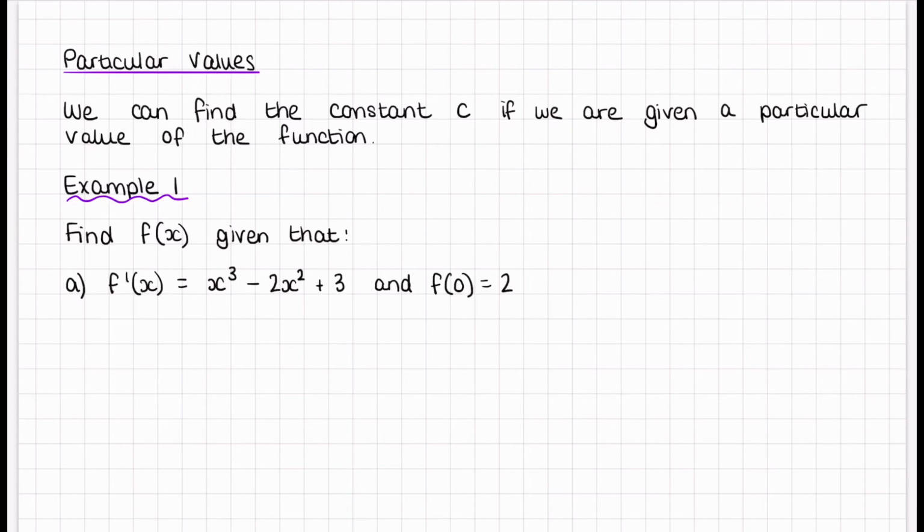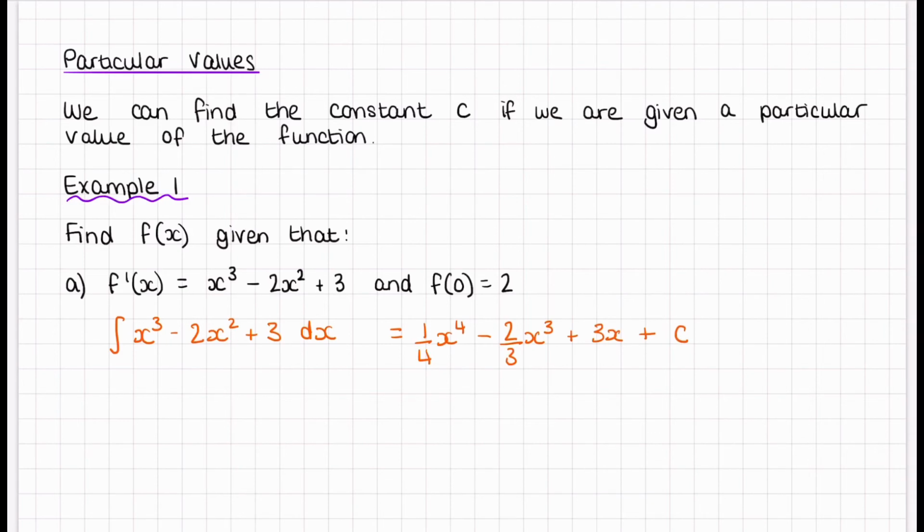So we want to find the original, we've been given the derivative, which means we want to find the integral of this, x cubed minus 2x squared plus 3 dx. And the first thing we're going to do is find the integral of that. So we will get 1 on 4, x to the power of 4 minus 2 on 3, x cubed plus 3x plus c. So there's our integral.